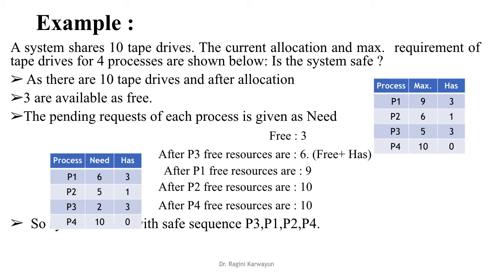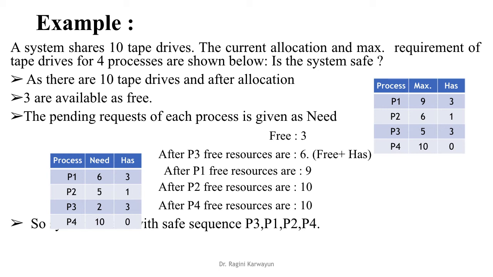So P3 will be able to finish first because it needs only 2 more resources. So P3 will finish off and it will free the 3 resources that were already allocated.